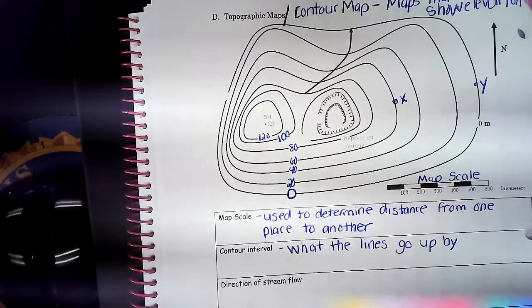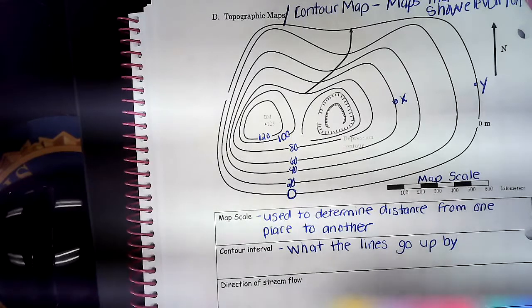So sometimes they're not going to label all the lines and you have to figure out what's missing. And by the way, they're always going to be different. So this map went by 20s. The next map we look at might be 10s. Sometimes they do go up by 1s, depending on the map. So it's always important you double check to see what they're going up by. So again, the contour interval is what the lines go up by.